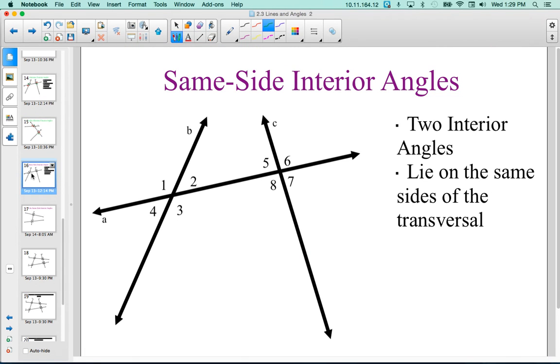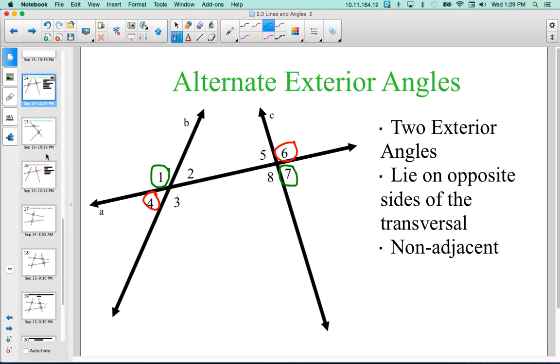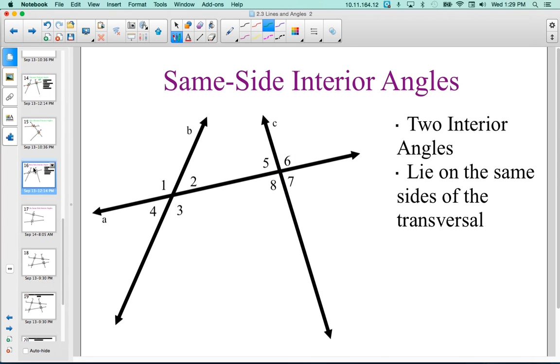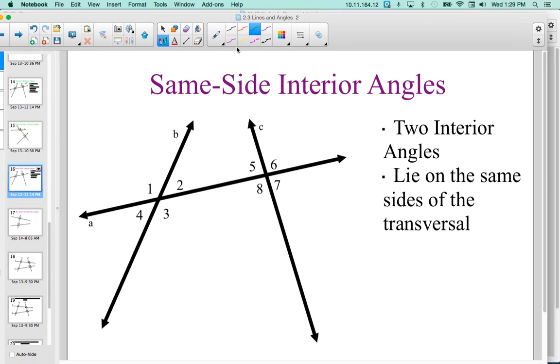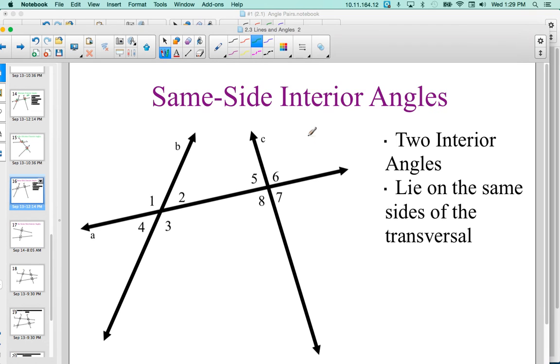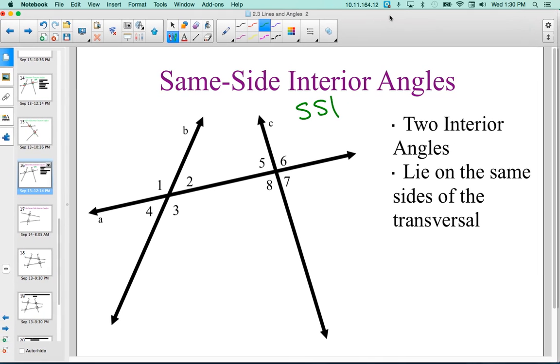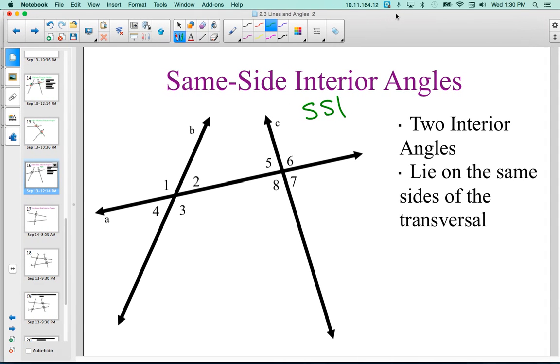Same side interior angles, okay? And I should have mentioned this before, but with the alternate exterior, we can abbreviate this AEA, right? And with our same side interior, you could do that with your same side interior angles as well. So you are allowed to abbreviate those when we're talking about these different angle pairs made from the transversals.